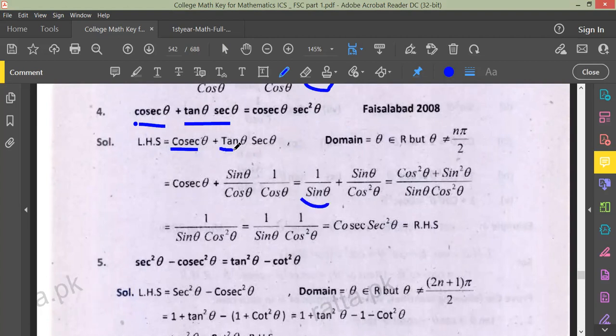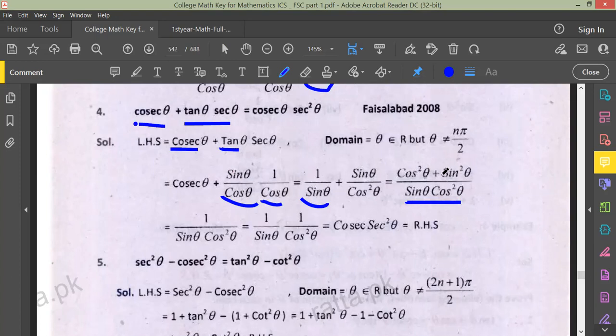similarly, tan theta is equal to sine over cos. Similarly, secant theta is equal to 1 over cos theta. So this sine theta will be multiplied with 1, so this will be equal to sine theta. Cos multiplied by cos will be cos square theta. After taking LCM, the LCM of this will be sine theta cos square theta. So there will be cos square theta and sine square theta.